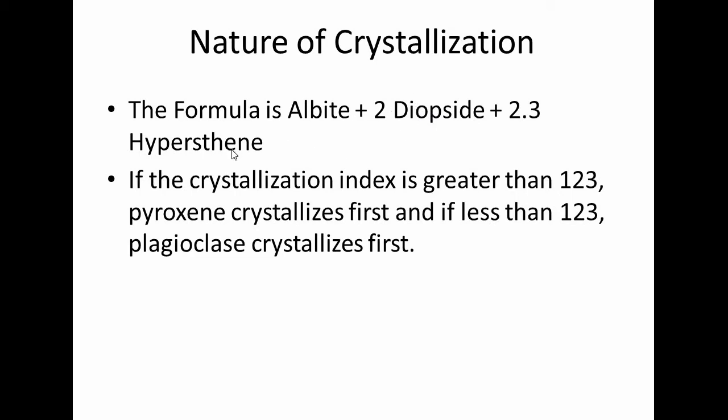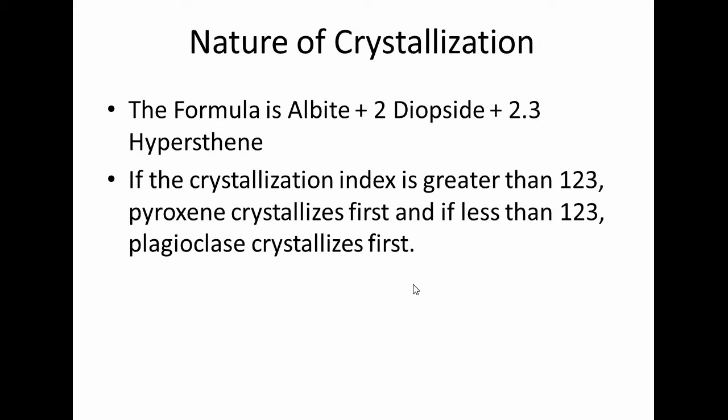Albite plus diopside plus hypersthene is taken as 100, and how much albite represents in this 100 is called the albite percentage. Sometimes you may not have diopside, or sometimes you may not have hypersthene. Then you can apply the equation with changes. That is, this part will be there and the third part will be absent if hypersthene is absent. Then you can apply the albite percentage plus 2 times the diopside percentage plus 2.3 times the hypersthene percentage to find the nature of crystallization, or crystallization index.